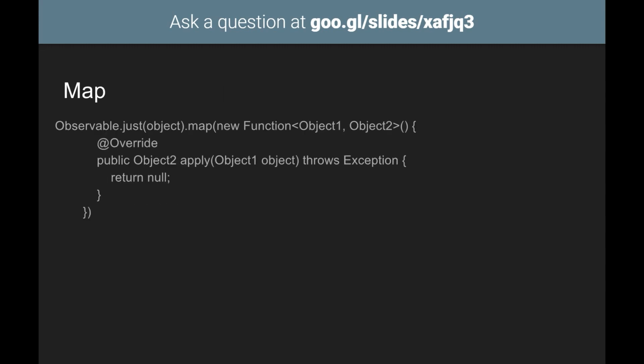So here is one of the functions you can use in observable, and it's called map. Very simple. You just say .map. All the rest of the code will be auto-populated with a function. Object 1 is what you're passing in. Object 2 is what you're expecting to pass out. So say you pass in a user, and maybe you want to return back an employee instead. This is one of the methods you can use.